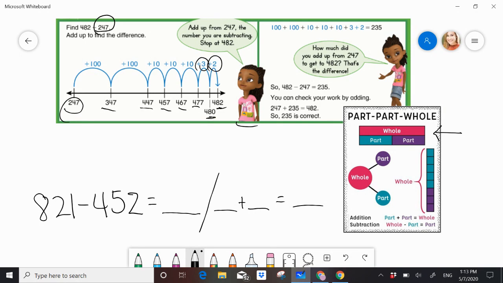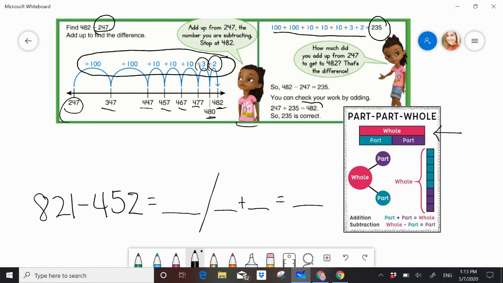Then what you're going to want to do is add up all the jumps that you did. And they do that right here. And that's your missing part. So you can do this in two ways. You can do 482 minus 247 on the open number line, or you can start with your part, 247, and add on till you get the whole.